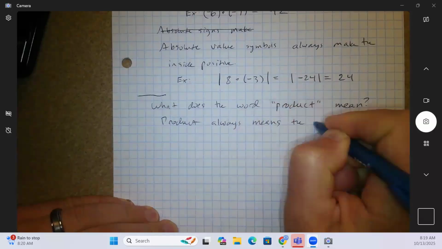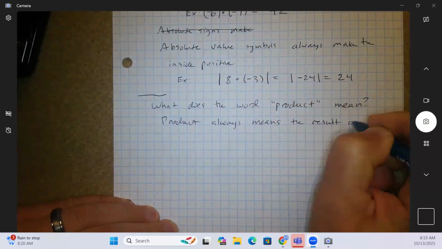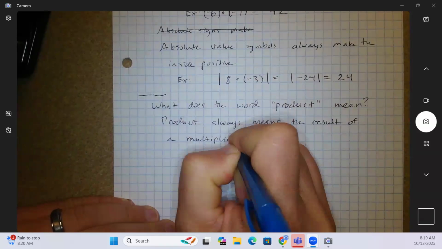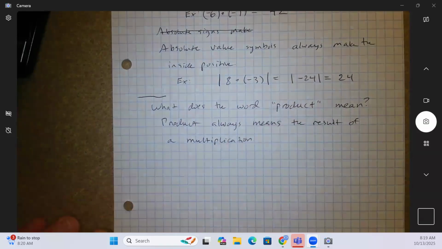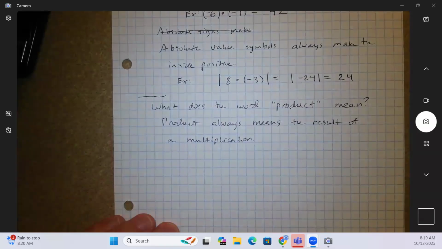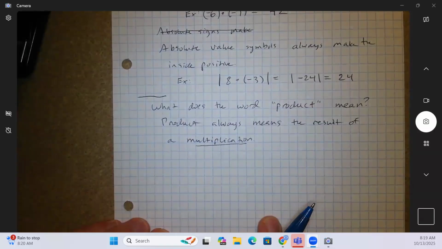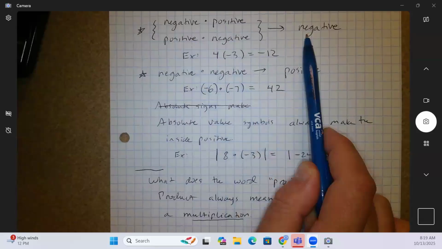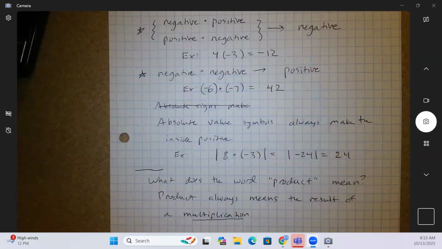the result of a multiplication. It never is the product of adding numbers together, or the product of subtracting, or the product of dividing. It's always the result of a multiplication. So when the book says 2 numbers with different signs will always have a negative product, what it means is if you multiply a negative times a positive, the product will be negative. The result of that multiplication will be negative.